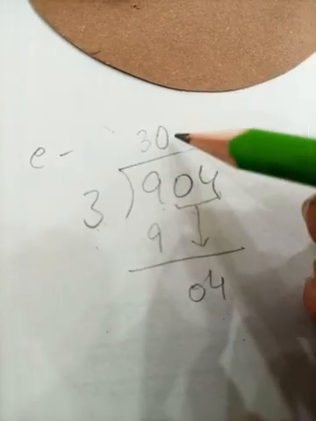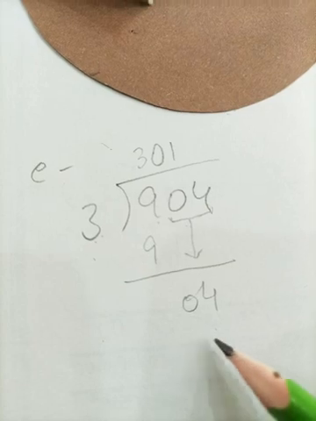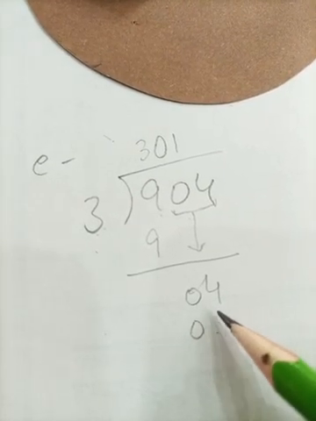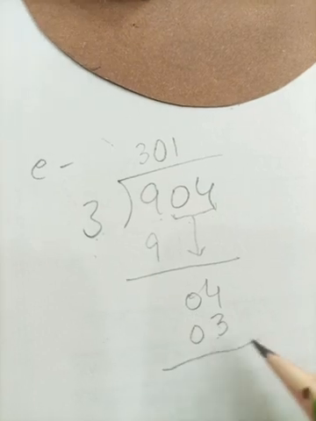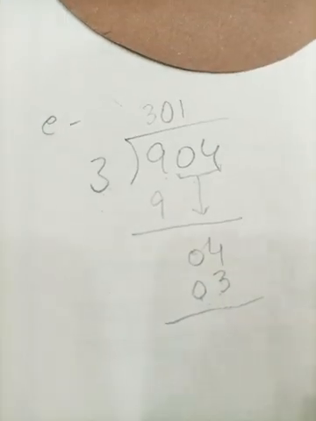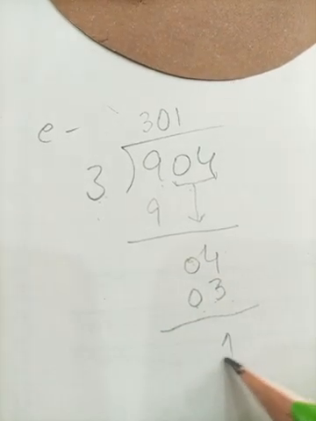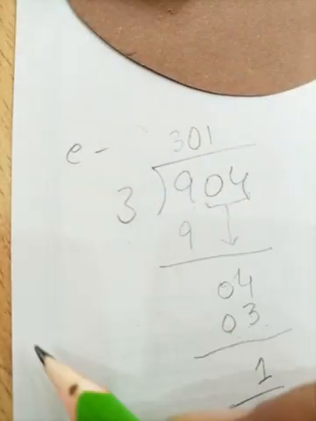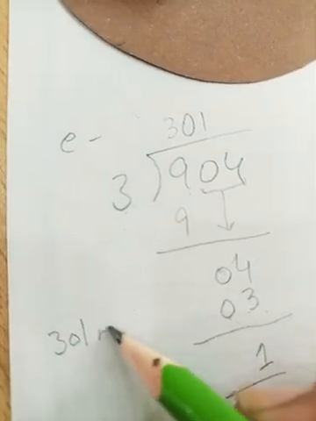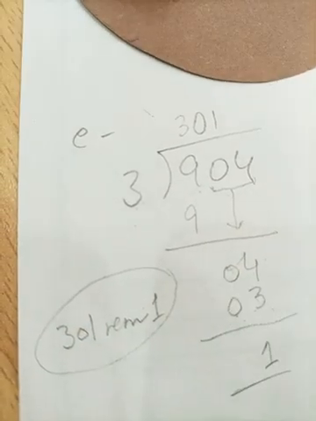3 ones are 3, because I can't write 3 twos are 6. I can't write the 6 beneath the 4. So I will write 3 ones are 3 here. You can write the 0 or not. Next is subtraction. 3 minus 4 and my remainder is 1. Now students, what will be our answer? 301 with remainder 1. Here is our answer.